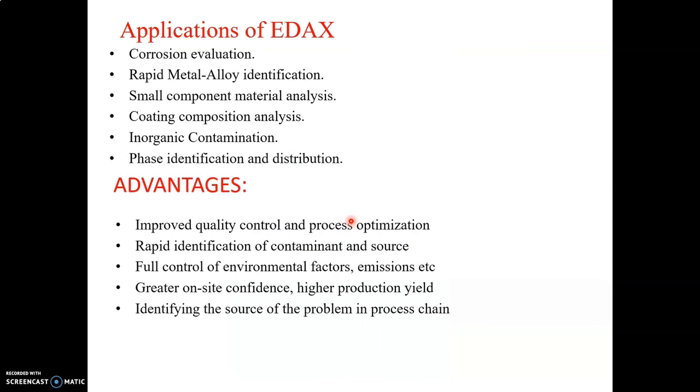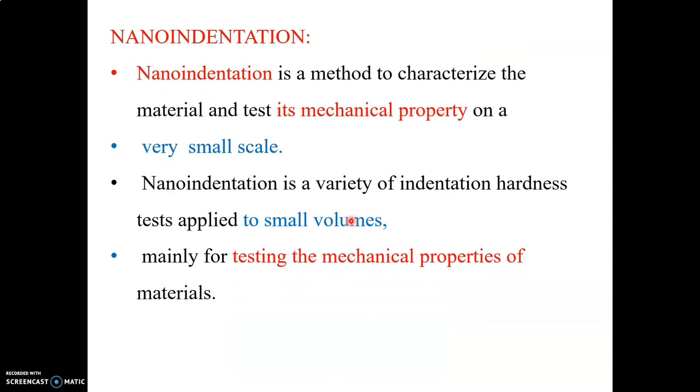And we have moved to the end part of the characterization techniques. This is something different from those two methods, the spectroscopic and microscopic methods of nanomaterial analysis. This is nanoindentation. It is mainly preferred to identify the mechanical properties of nanomaterials or nanomaterial-coated surfaces. Nanoindentation is a method to characterize a material and test its mechanical properties on a very small scale.